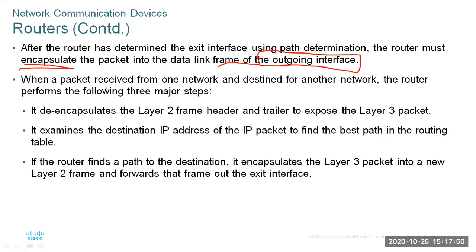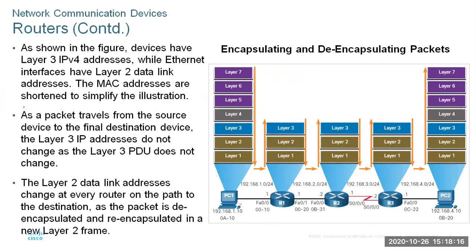All right. So when the packet is received from one network and destined for another network, the router performs two major steps. It decapsulates the layer 2 frame header and trailer to expose the layer 3 packet, and then it examines the destination IP address in the packet to find the best path for the routing. So the point we're making here is that when a router receives a packet that is coming from layer 3.